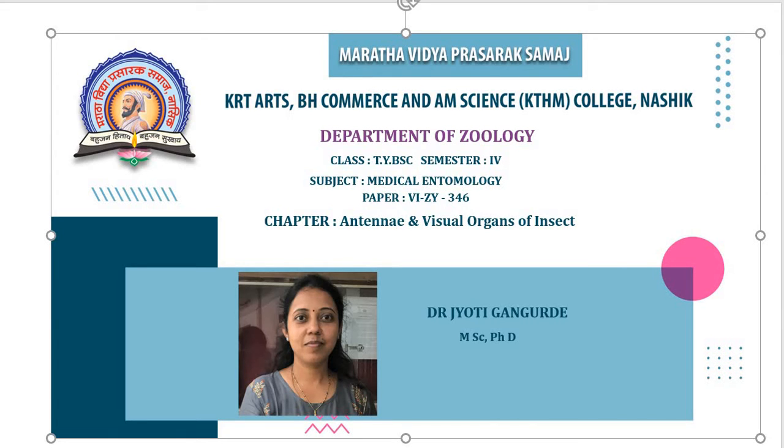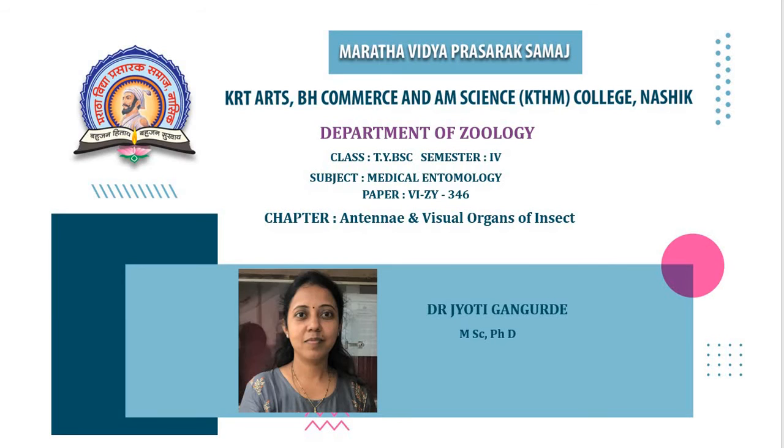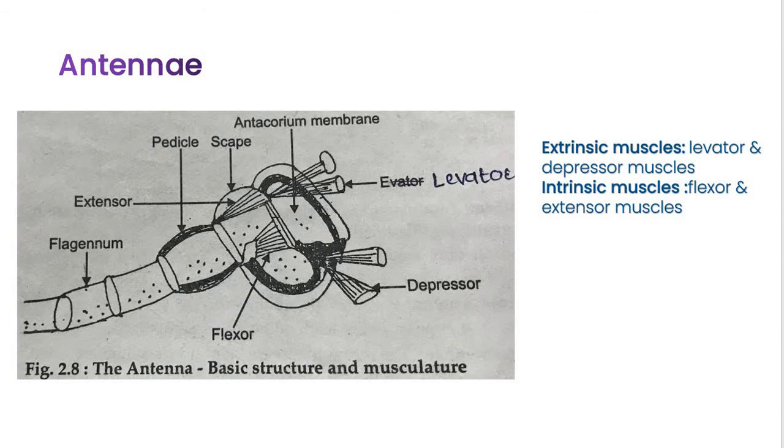Students, today we are going to discuss the topic antenna and visual organs of insect. In the previous lecture, we already discussed the mouthparts and head of insect. Today we are going to discuss the antenna and visual organs, that is, the eye of insect. Let us first discuss the antenna, or the basic morphology or basic structure of the antenna.